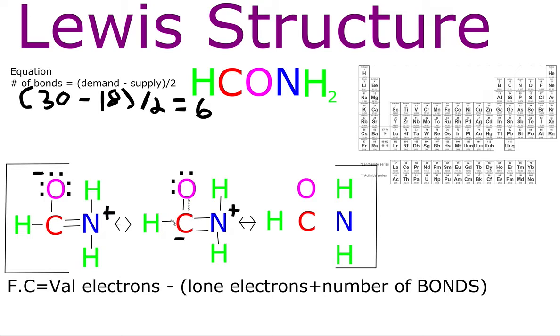Okay, now we have a total of 2, 4, 6, 8, 10 electrons around this carbon, and we can't have that because that violates the octet rule. So what we need to do is break a bond. So we're going to break this double bond and put a lone pair on this nitrogen. So let's do that.